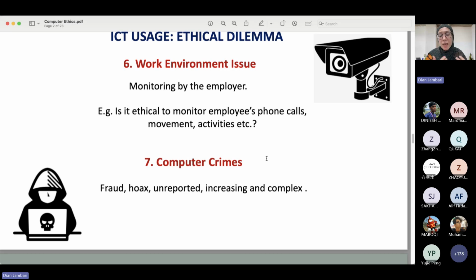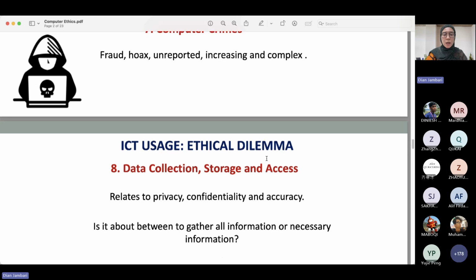The number of criminals using computers for criminal actions is increasing and getting more complex, and that creates the ethical dilemma of why these criminals are increasing and the cases are getting higher. Is it because they do not realize that it's not ethical? Is the awareness of the legality of what they do low? So that creates an ethical dilemma.